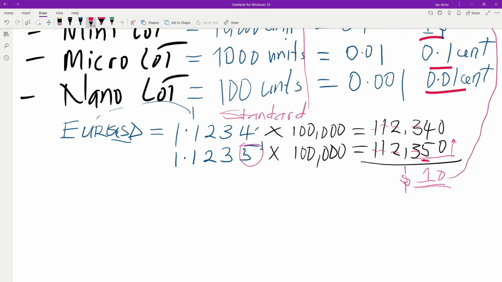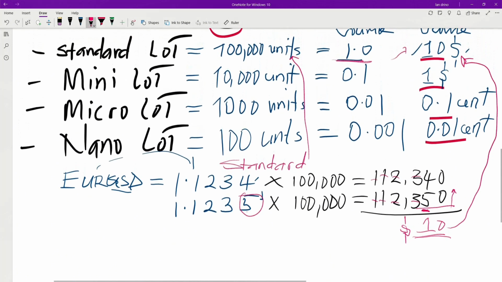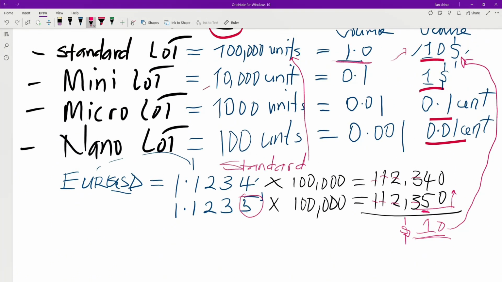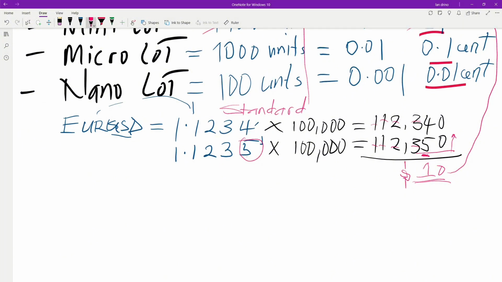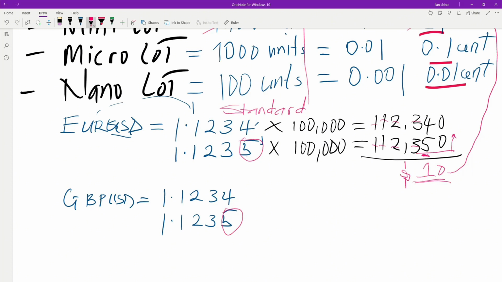Now, what if you are trading a mini account? Remember we said a mini account is equivalent to 10,000 units of currency, and the value per pip is $1. Now let us assume that in this case you are trading GBP/USD. You are going to use the same values. Initially the price of GBP/USD was 1.1234. This is the quote. But then when you stepped in the market, GBP/USD increased by 1 pip. So it moved from 1.1234 to 1.1235, where this 5 here is an increase in pip by 1.